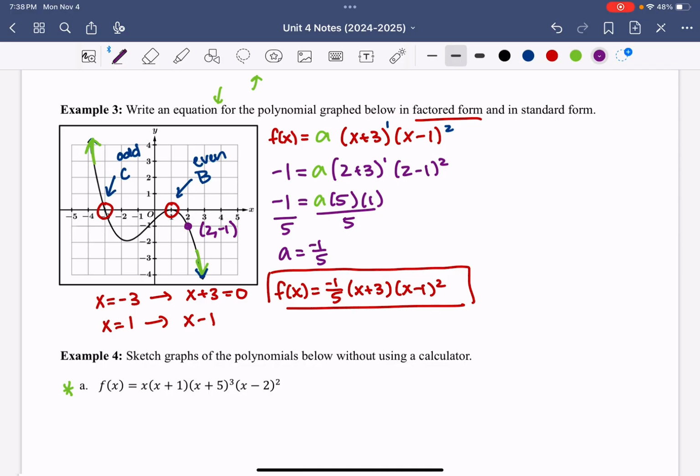All right. It also says that we want to write it in standard form. So really what all that means is that we need to multiply this all out and get it so it's not in factored form, and we arrange our exponents as needed. So I'll let you go ahead and find the standard form, and we'll check this over in class.